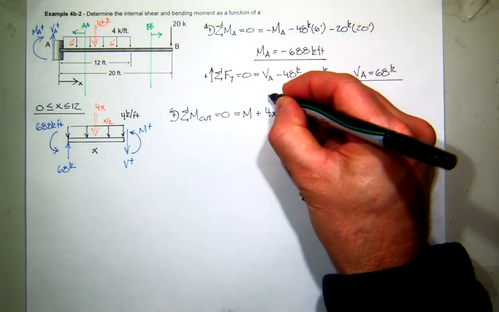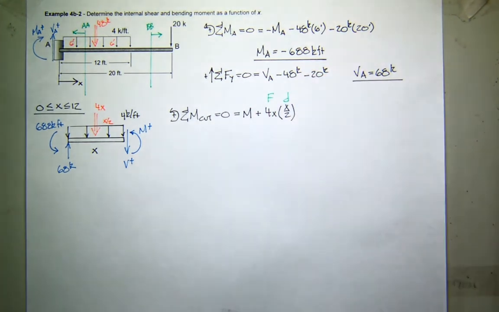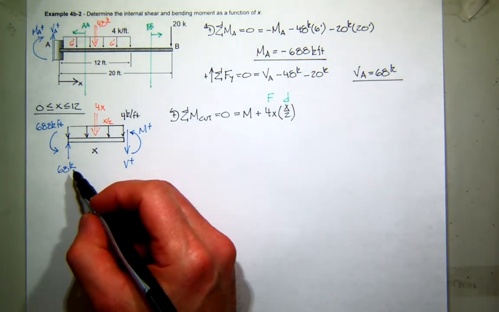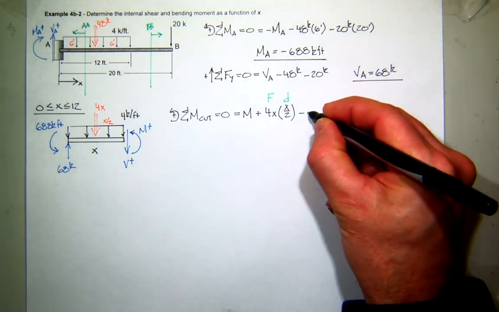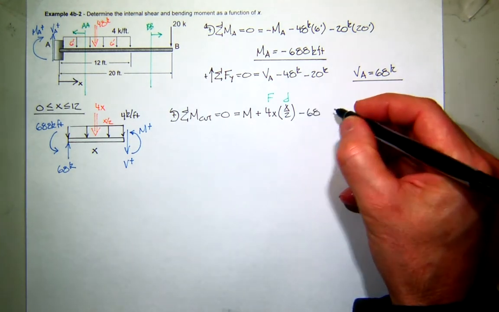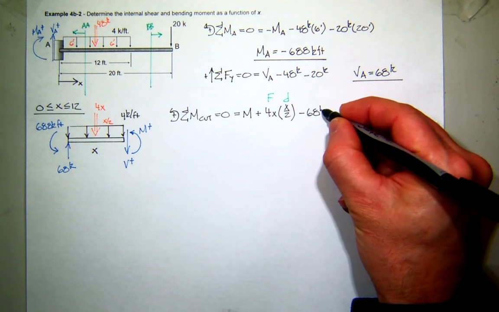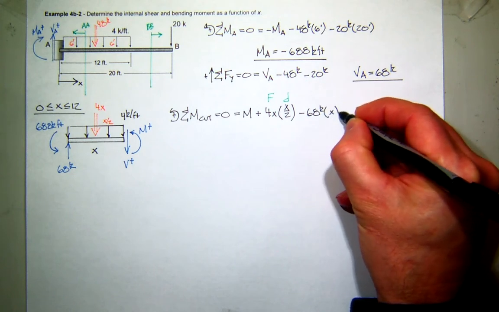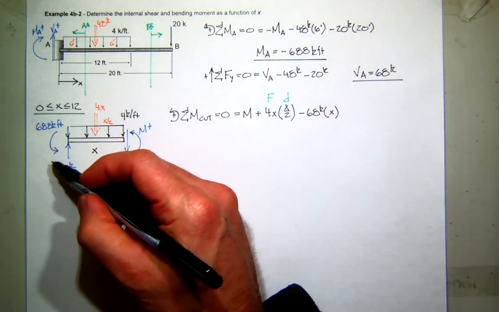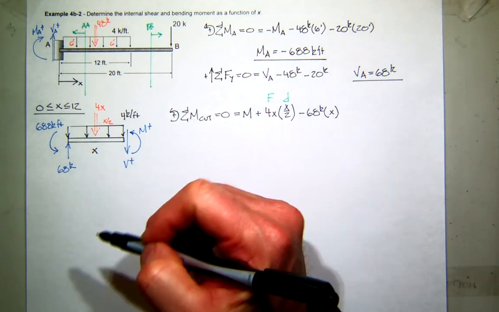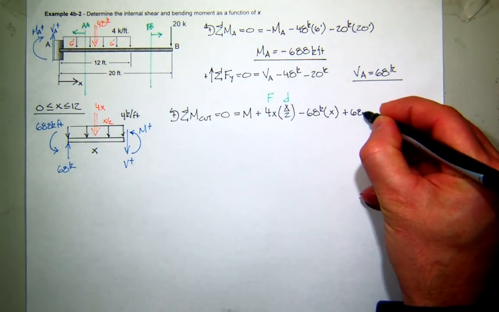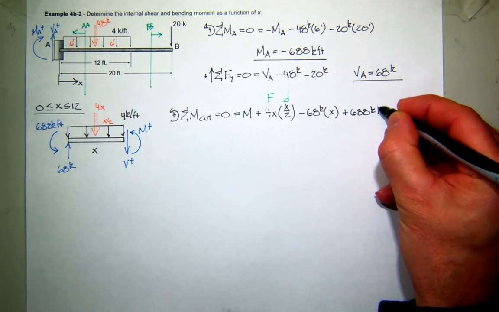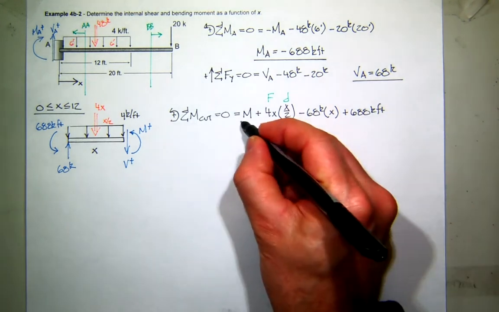So just to remind you, that's the force, that's the distance. And I get all the way down here to the 68. That's creating negative moment times a distance of x. And then I've got the moment here on the end, which according to my sign convention is positive. So I just solve for moment.